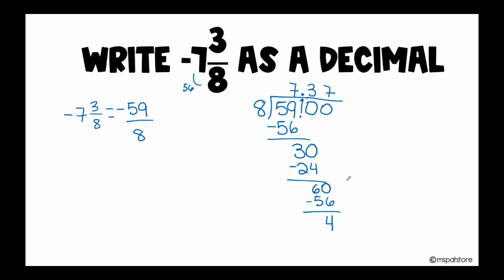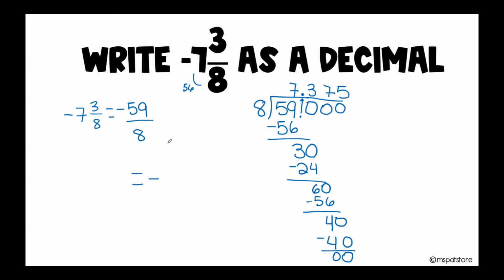So again, I need to bring down another invisible zero. So I got 40. 8 fits into 40 5 times, because 8 times 5 is equal to 40. And there you go. I got another terminating decimal. So my answer is negative.